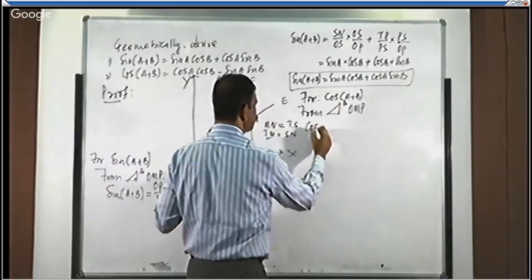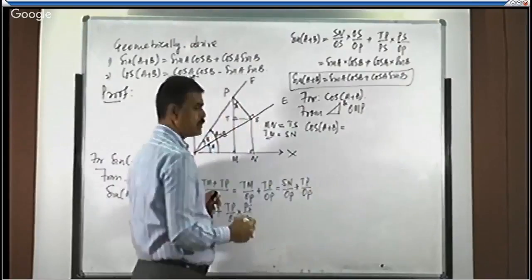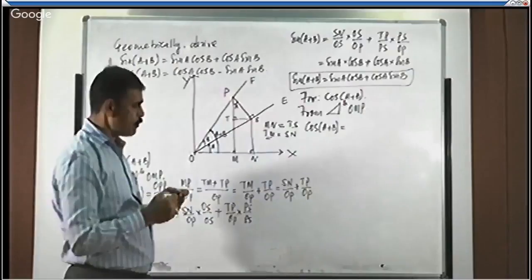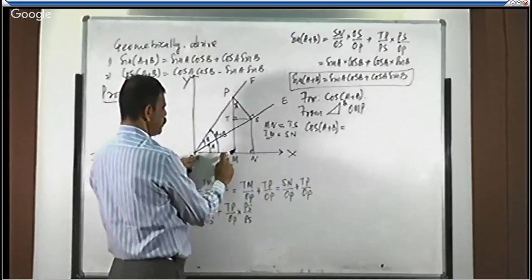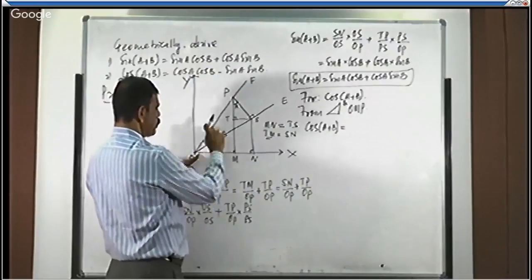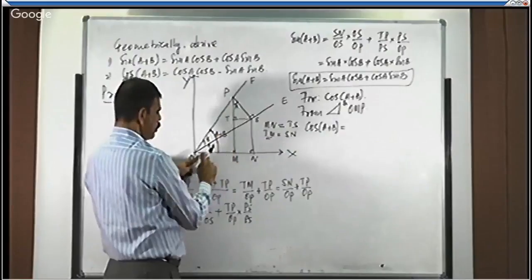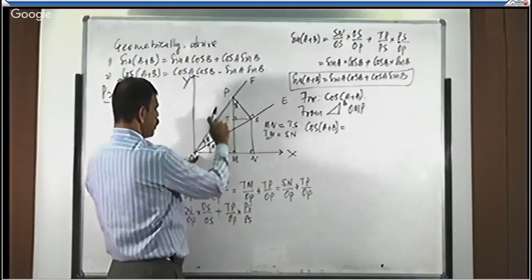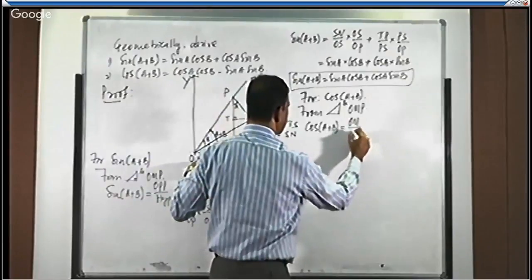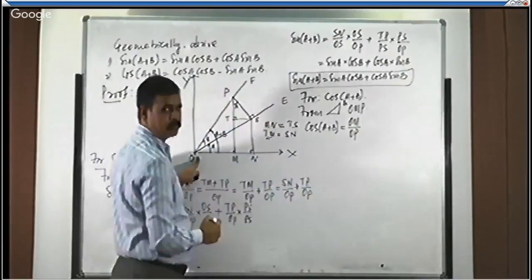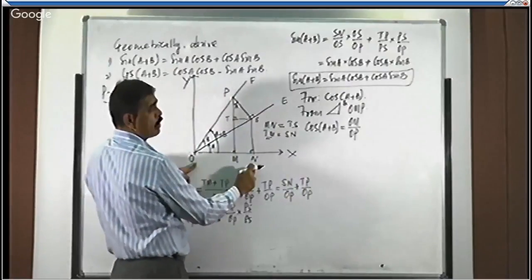From the right angle triangle OMP, take cos of angle A plus B. Cos theta is equal to what? Adjacent side divided by hypotenuse side of theta. Here for A plus B, this is the adjacent side. Which is the hypotenuse side? This is the hypotenuse side. This is the opposite side of A plus B. Correct? Adjacent side divided by hypotenuse side. Adjacent side is OM divided by hypotenuse side OP. Is it right? This OM, I will extend it to ON.